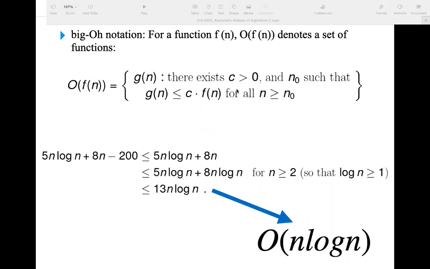So big O notation for a function f(n) for which we are trying to write down a program. O(f(n)) is going to denote a function. It is going to be equal to g(n) if there exists C which is greater than 0 and n naught such that g(n) is less than or equal to C times f(n) for all values of n greater than or equal to n naught. What does this mean? Just read it once more slowly and then we will try to understand what it means. This is the mathematical way of representing what big O notation is, right?